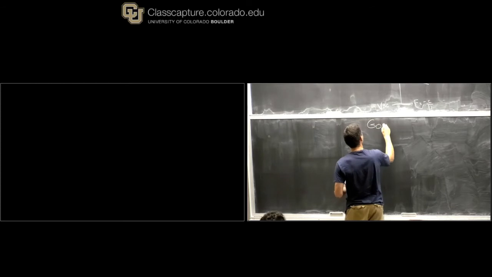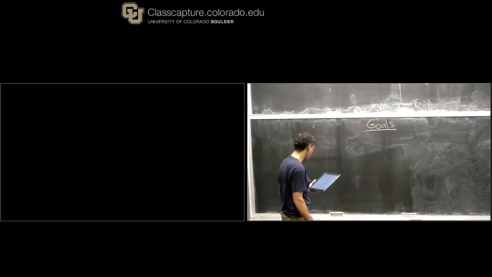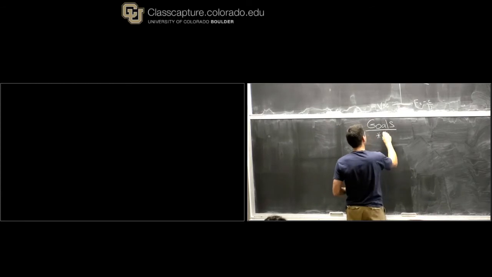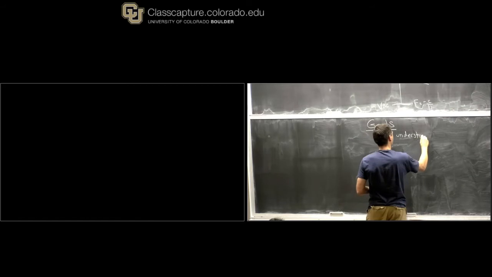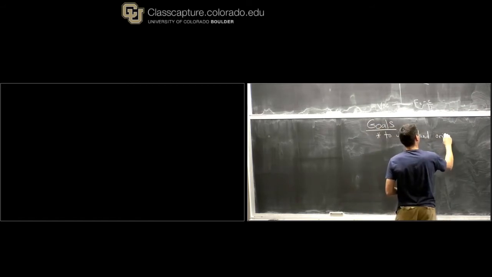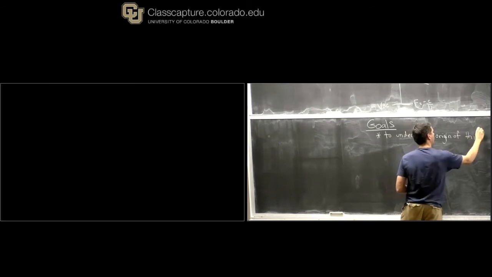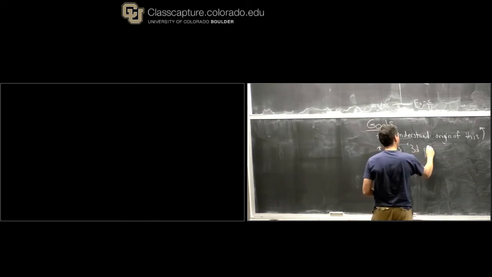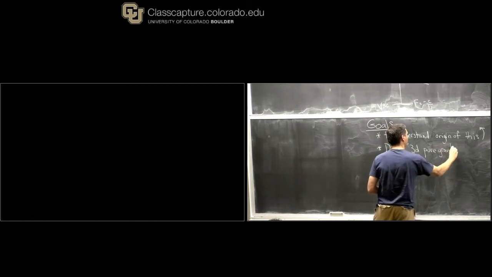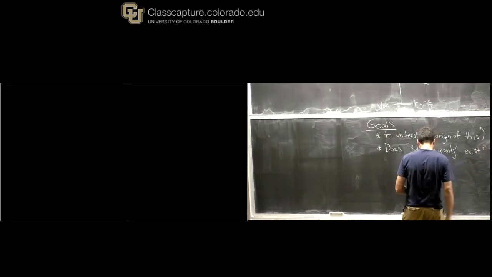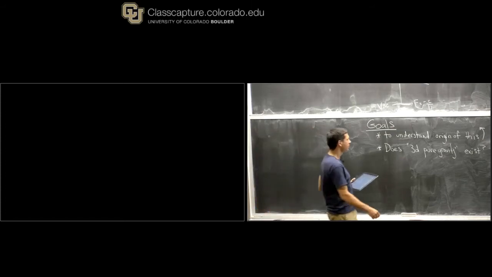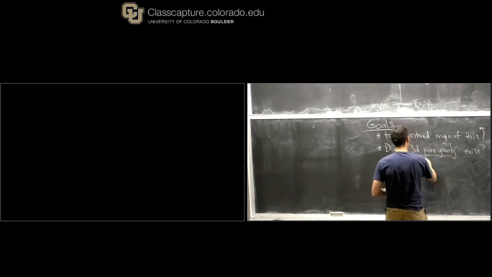Okay, so the goals of modular bootstrap, at least the goals relevant to gravity, are to understand the origin of this picture. Another goal is to answer the question, does three-dimensional pure gravity exist? So in order to ask whether it exists, we should say what it is. That's open to interpretation, I think.